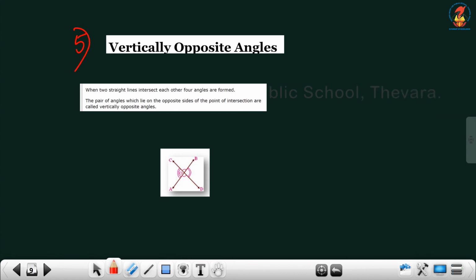Which is the 5th type of pair of angles? We already studied complementary angles, supplementary angles, adjacent angles, linear pair, and the 5th type of pair of angles is vertically opposite angles. So, what are vertically opposite angles? When two lines intersect, 4 angles are formed. The pair of angles which lie on opposite sides of the point of intersection are called vertically opposite angles. That means, this is the point of intersection.